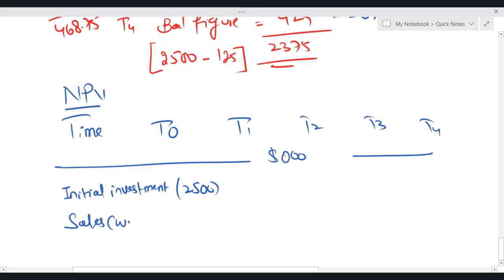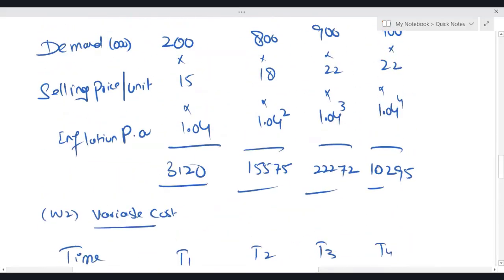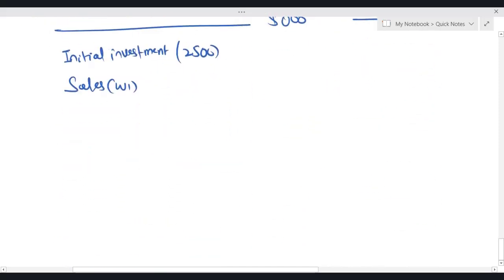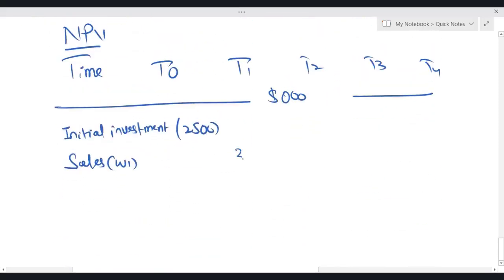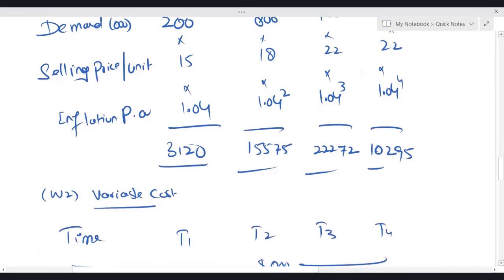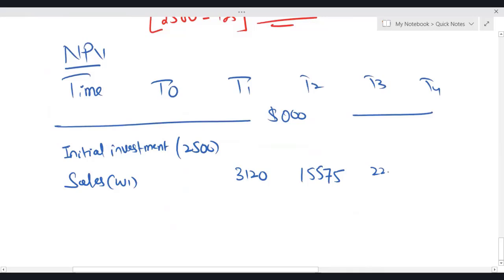Sales, that is working one. So we have to look at the sales. The amount of the sale is 3,120, 15,575, 12,272, 10,295.